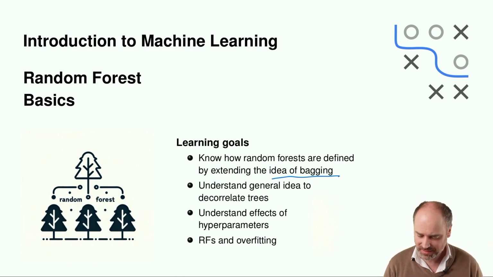We'll then spend some time to understand the general idea behind the decorrelation of trees, so the feature subsampling in the random forest algorithm. We'll discuss the effects of, I would say, the most important hyperparameters of the random forest algorithm, and then discuss whether random forests can actually overfit. A little bit of foreshadowing: yes, they can.